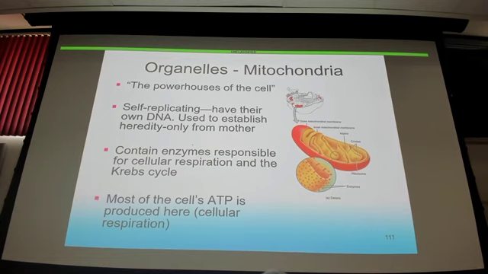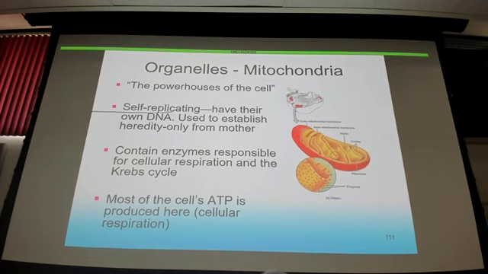So mitochondria, you're going to spend a lot of time talking about mitochondria. Mitochondria are the powerhouse of the cell. They are where cellular respiration occurs, that dreaded Krebs cycle. It's where we make ATP, the body's energy. Almost all of the ATP made in the body is made using mitochondria. And an interesting fact about them is they're self-replicating.